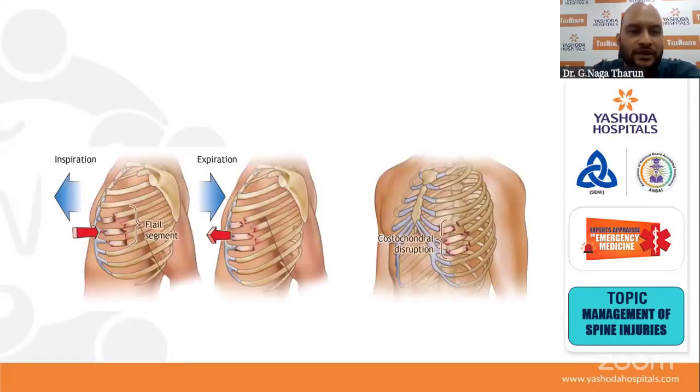So here in this picture, during inspiration, the multiple rib fractures are adjusting to the costochondral angles. During expiration, the rib movements are away from the fractured area, and it results in positive pressure ventilation in the chest, and it results in the accumulation of blood. The costochondral disruption will be seen in the flail chest. It can be managed by giving painkillers, opioids. And if the patient is having pneumothorax or hemothorax, depending upon the findings, we need to plan for ICD insertion as early as possible.